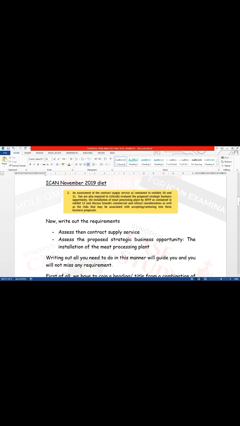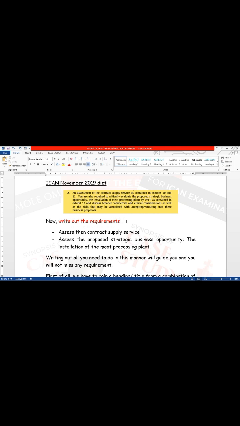So the first thing I said was, when you have a requirement, first of all, write out your requirements. That's the first step, so you will not miss marks that you could have gotten cheaply, without stress. What are the requirements? What are they asking you to do? In this case, they told us to assess the contract supply service and to assess the proposed business opportunity, which is the installation of the meat processing plant.